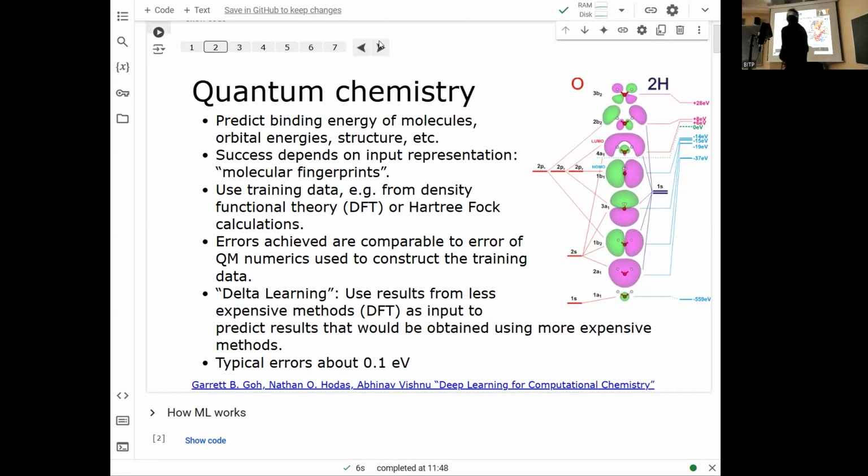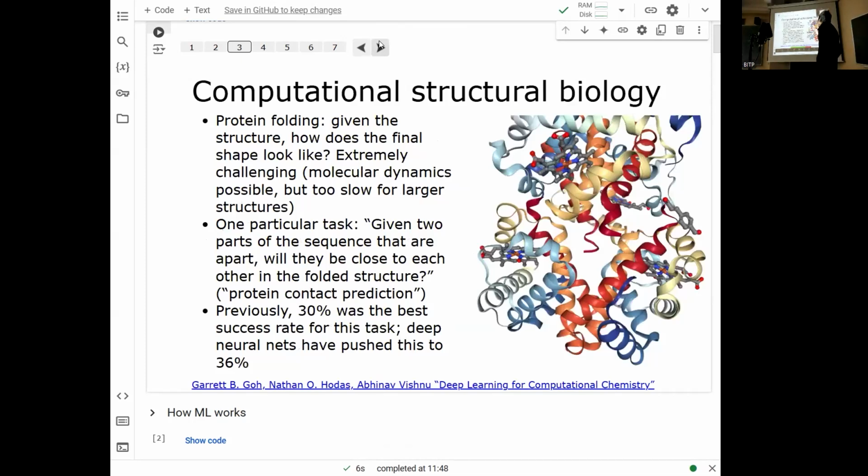What else? They are used for computational biology. We all know that the structure of proteins can be obtained with the help of neural networks, and we recently saw the Nobel Prize for AlphaFold. So it's a really interesting topic.